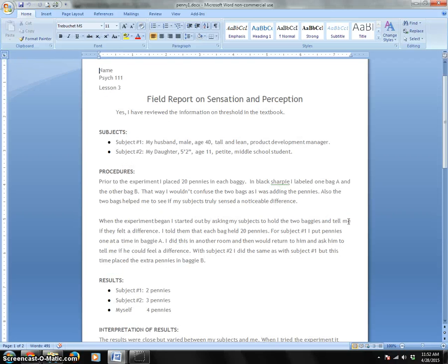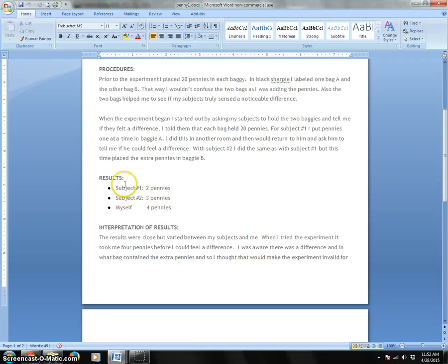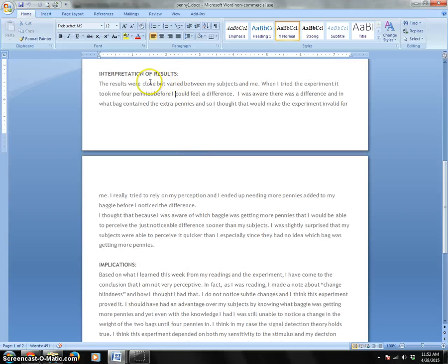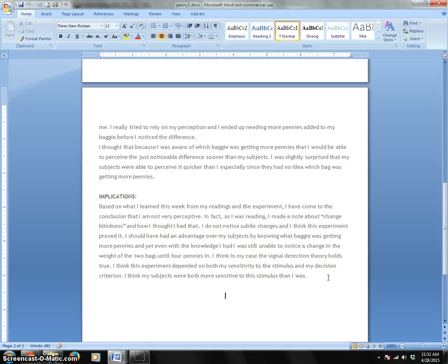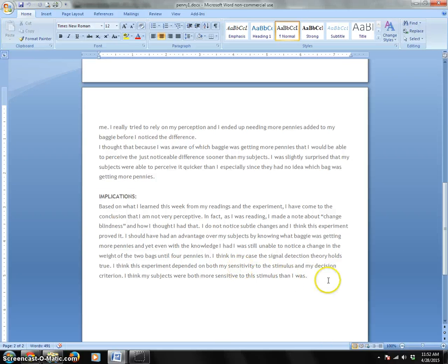Most of these can be improved. I think one of these got 100% though, so that is great. So here they clearly explain their subjects, their procedures, which is great, and they also have their results spelled out here nice and neatly. Honestly, for this report, you don't really need much more results than that, but the great thing about this report is the interpretation and also the implications. This student has a lot of good interpretation, explaining why things might have come out the way they did and the implications of why does this matter.